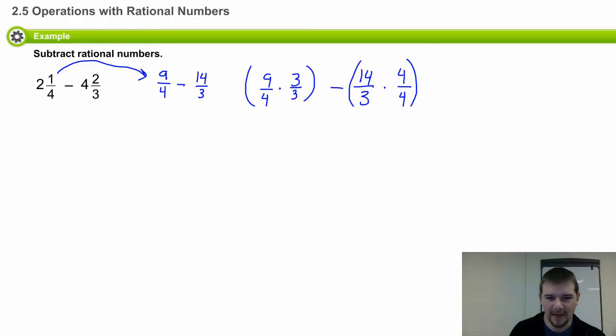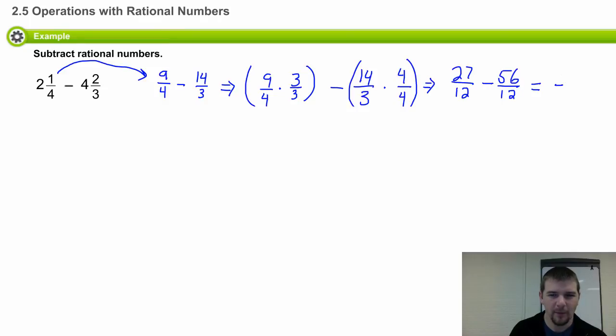All right, these things simplify. So I'm moving across the page, further across the page. 9 times 3, 4 times 3, 14 times 4 is 56. 3 times 4, 12. 27 minus 56. Well, we know that will be a negative.